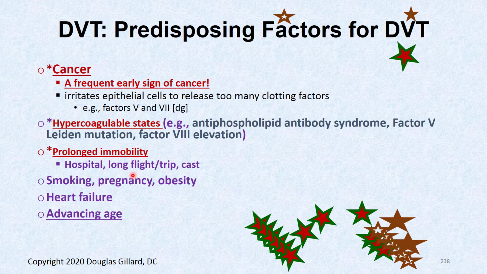And yeah, smoking and pregnancy, obesity are risk factors. I don't think they're gigantic risk factors. Heart failure is a risk factor that slows the flow of blood down. And just getting old, you lose ejection fraction as you get old. It's a risk factor as well.